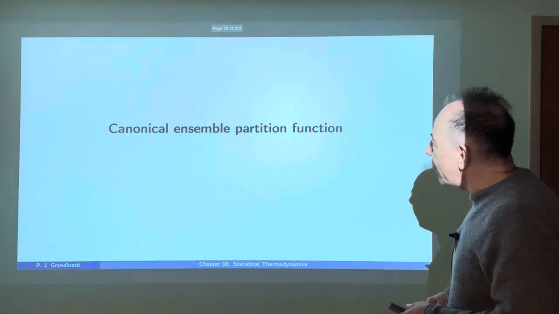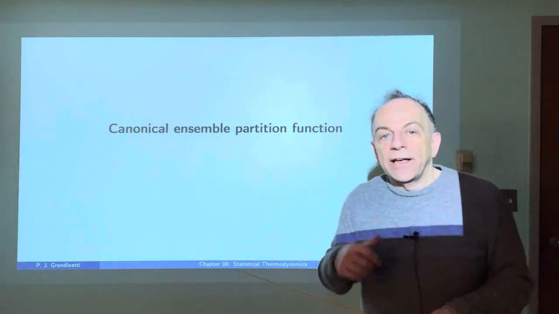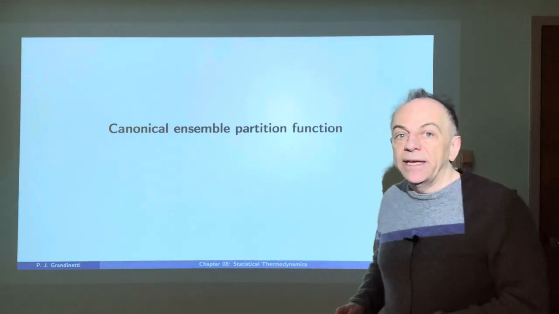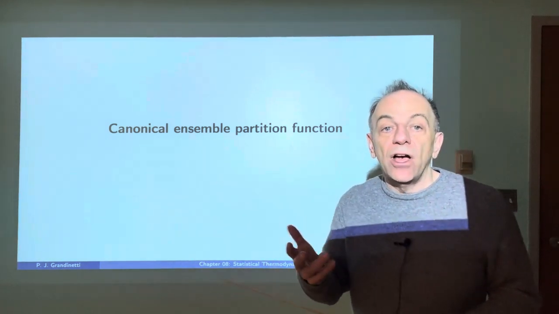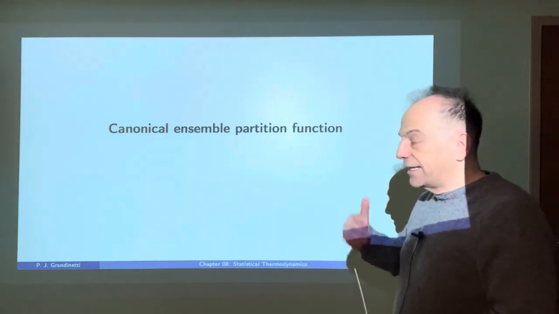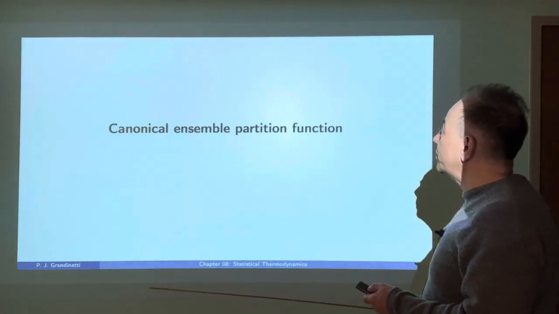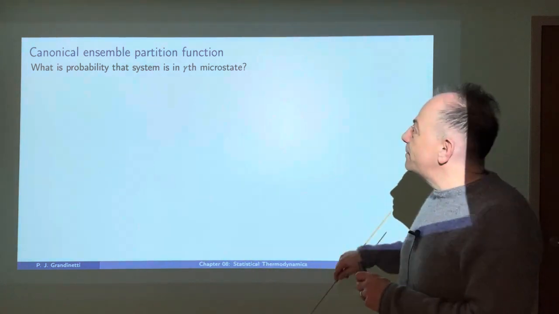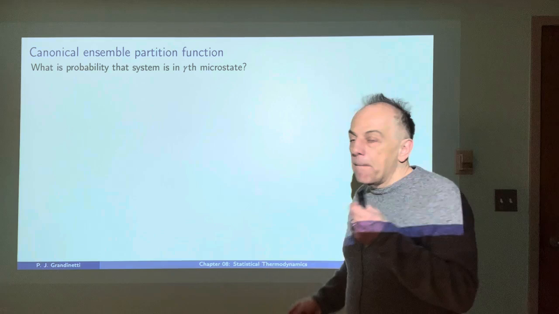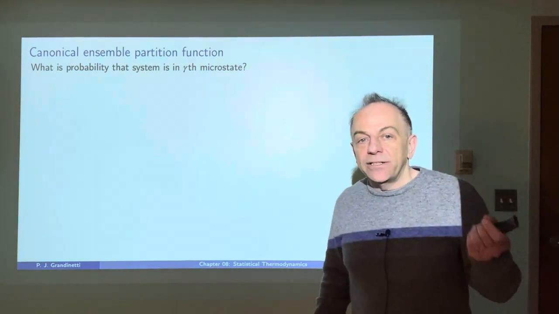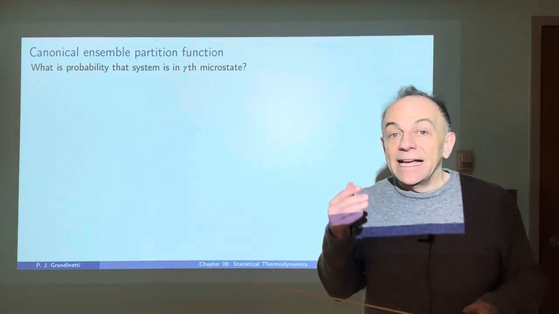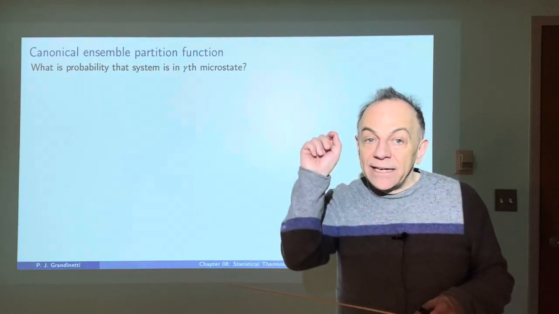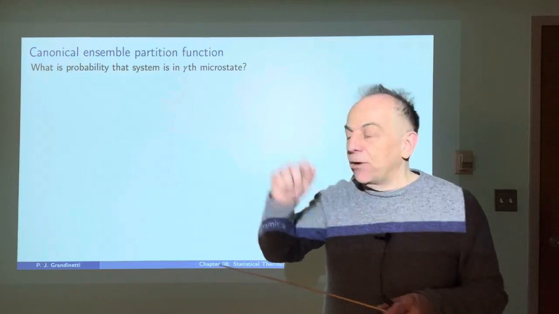All right, now let's take a look at coming up with what's called the canonical ensemble partition function. This will be the function that we'll use for deriving all of the thermodynamic quantities in this particular situation. So the question is, what's the probability that the system is in the gamma-th microstate? We've already looked at the probability that it's in the ith constant energy hypersurface, but what's the probability that it's in one specific microstate?